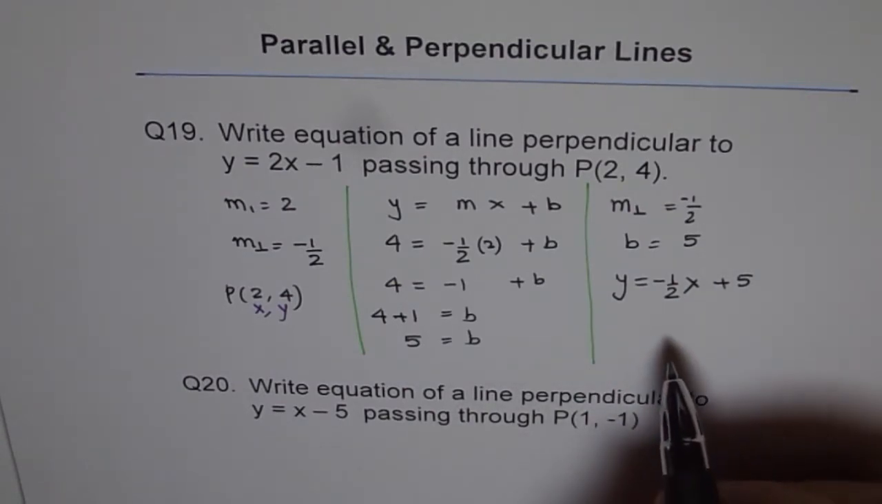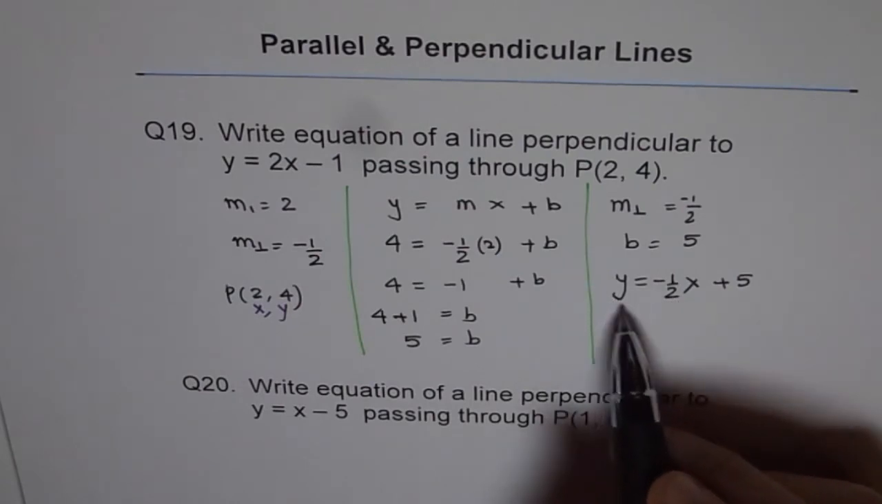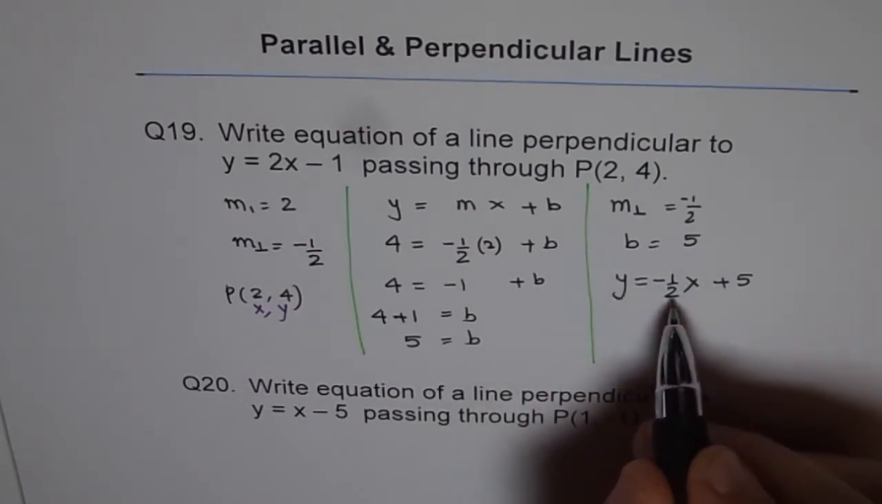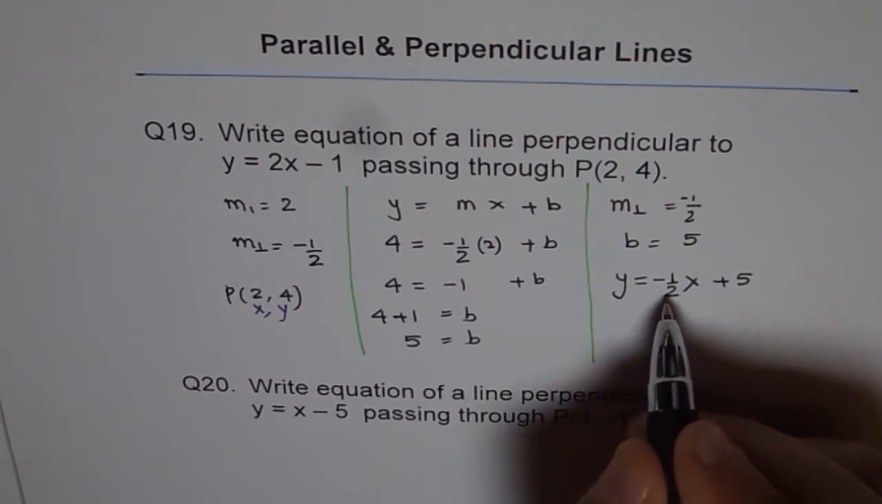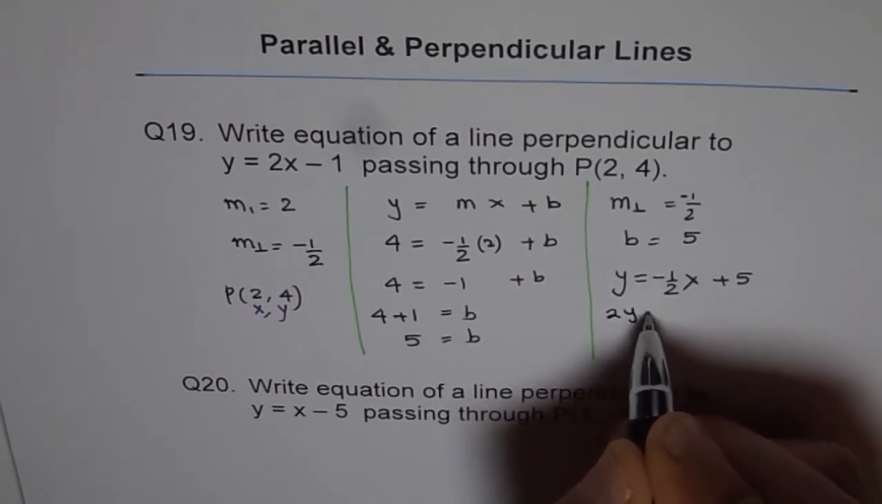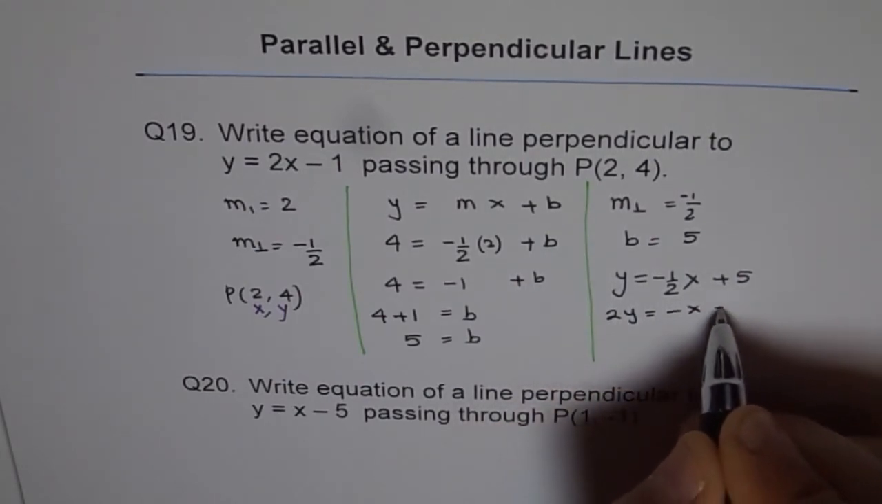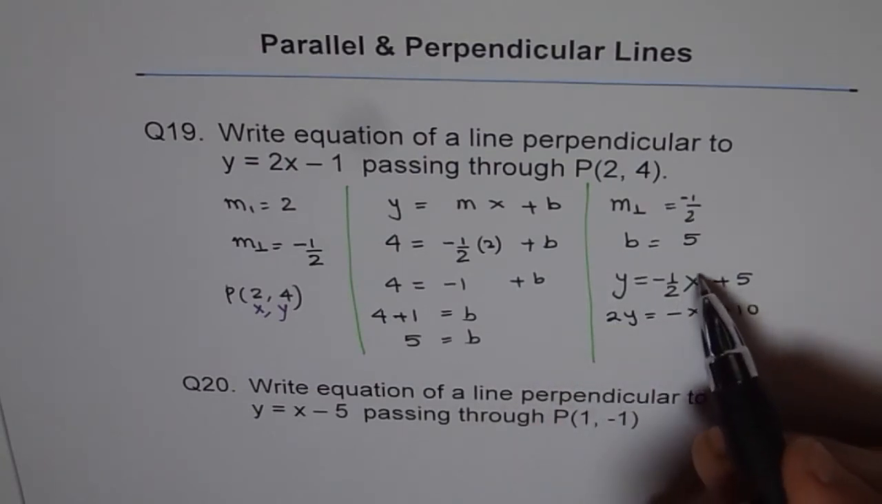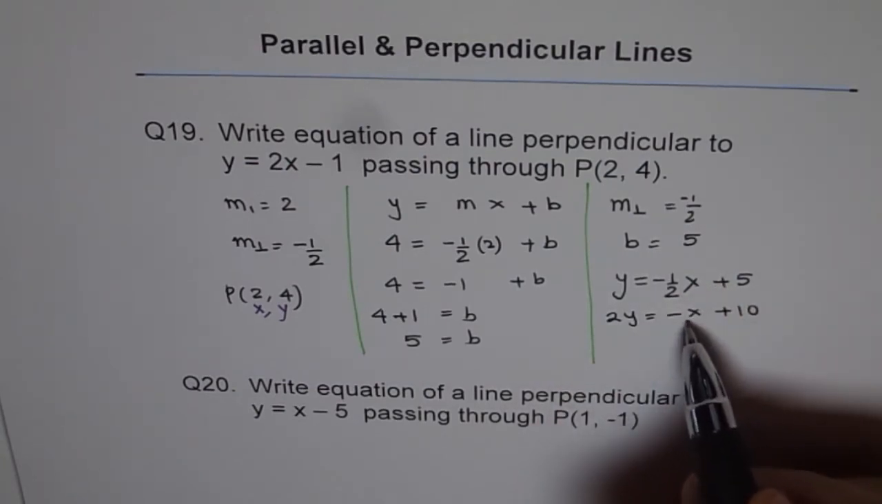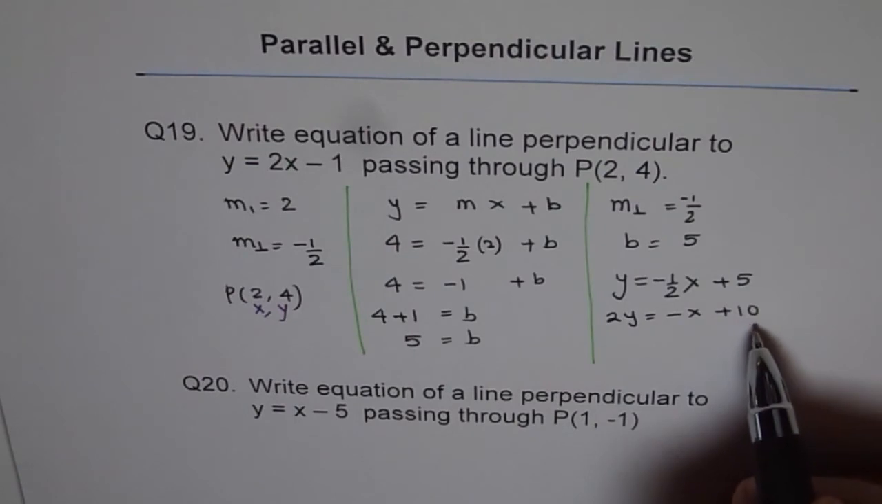Sometimes you may be required to give this equation in standard form. In that case, get rid of the fraction. That's the first step. Let's do that also. So we'll multiply every term by 2. So we get 2y = -x + 10, right? 2 times y is 2y. When you multiply by 2, this 2 cancels. We are left with minus x. 5 times 2 is 10.